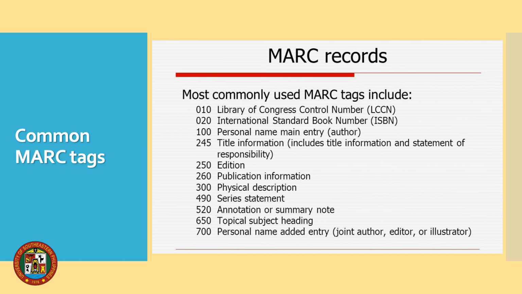Here is a list of the most commonly used MARC tags. 010 for the LC control number, 020 for ISBN, 100 for author, main entry, 245 for title information, 250 for edition, 260 for publication information, 300 for physical description, 490 for series statement, 520 for summary note, 650 for topical subject heading, and 700 for personal name added entry.